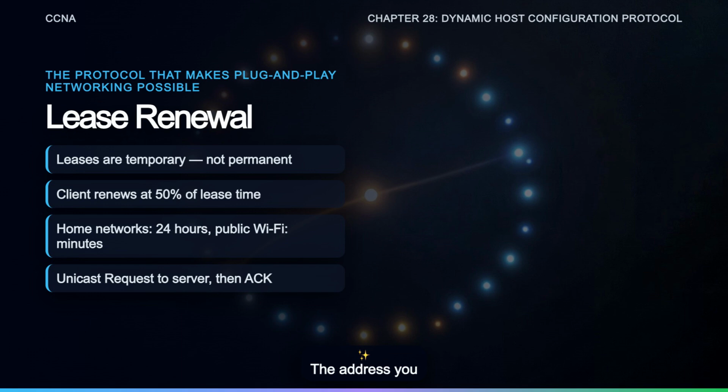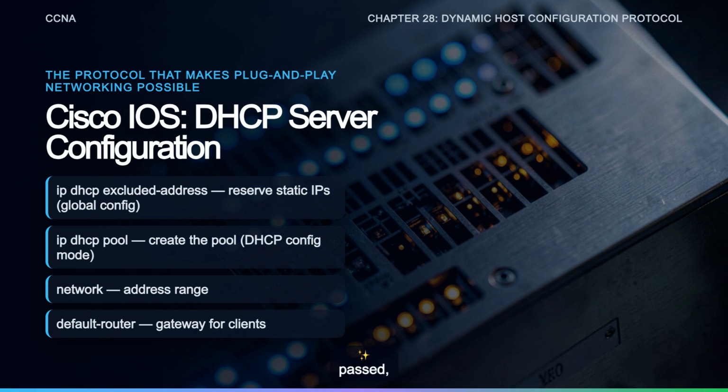The address you get from DHCP isn't permanent. It's a lease, and lease times vary. A home network might give you 24 hours. A coffee shop Wi-Fi might give you 30 minutes. When half the lease time has passed, the client sends a unicast request directly to the server to renew. The server replies with an acknowledge, and the lease clock resets. If the client can't reach the server, it keeps trying until the lease expires.